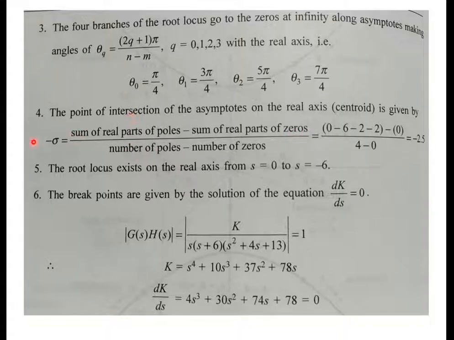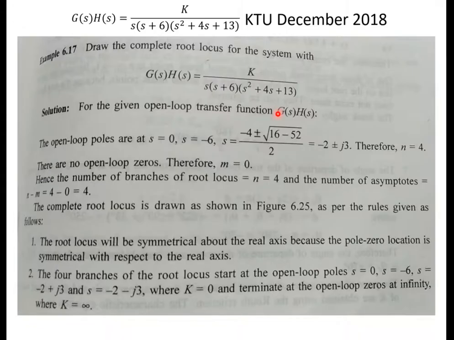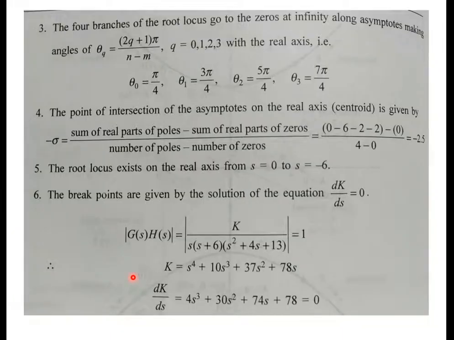But the point of intersection of the asymptotes on the real axis, that is the centroid, by definition you know that it is actually negative. So sigma on the negative real axis is the sum of real parts of poles minus the sum of real parts of zeros. The sum of real parts of poles: there is a pole at minus 6, and the two poles minus 2 plus j3 and minus 2 minus j3 each have real part minus 2. So you get minus 6 minus 4, minus 10 by 4, that is minus 2.5. So minus 2.5 is the centroid, the meeting point of these four asymptotes on the real axis.